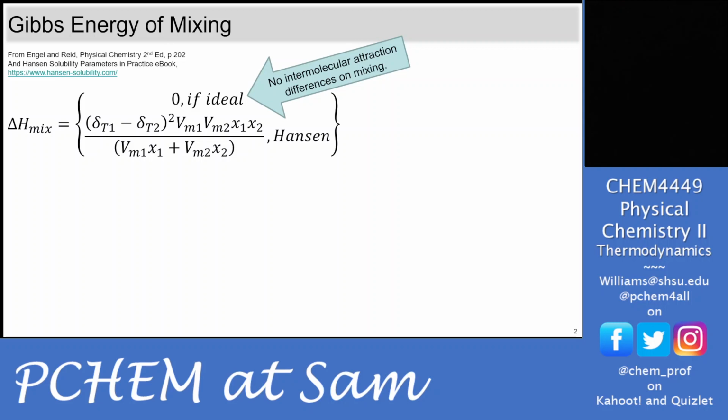So if it's an ideal mixture, there's no difference in attraction between reactants and products, or between hypothetically separating them as reactants, mixing them or reacting them, and then mixing them back together as products. Or you could calculate it if you know something about the intermolecular attractions. I put the word Hansen here because we can use the Hansen solubility parameters to calculate this delta H of mixing.